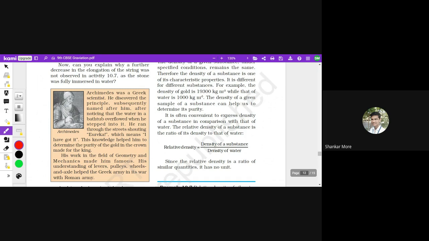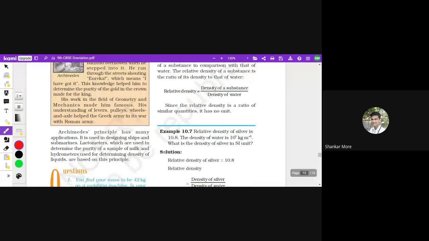So relative density ki jab hum baat karte hain, to density of the substance as compared to density of water. Substance ki density upar rahegi, water ki density niche rahegi. So that will be the relative density for that substance, not for water. So since the relative density is the ratio of similar quantities, it has no unit. Okay, relative density ke liye koi unit nahi hai.